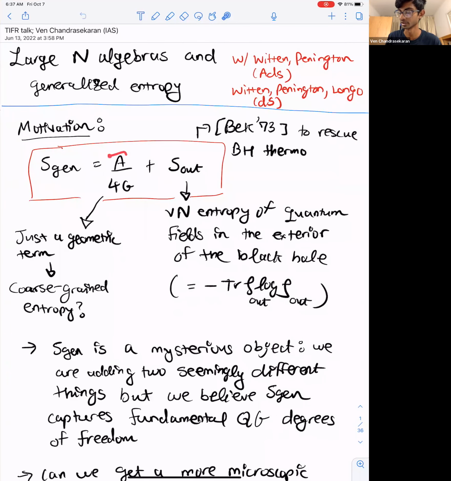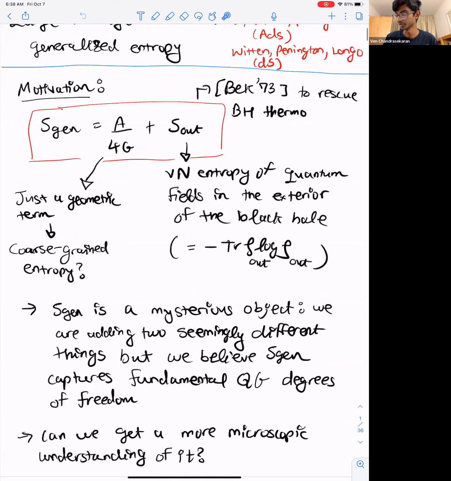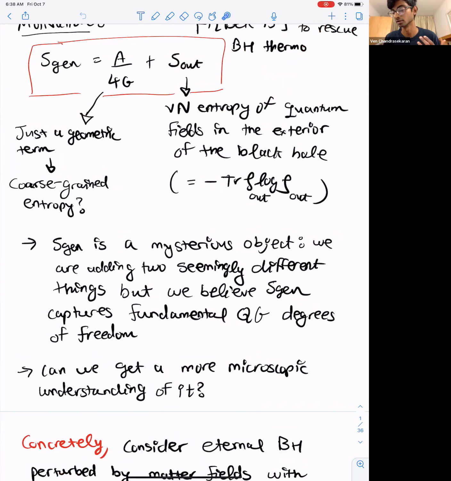On the other hand, the other term here, the area term, is at worst just some geometric term that we're adding in by hand, a geometric area of the black hole. And at best, it's some coarse-grained entropy associated to counting microstates of some UV degrees of freedom that maybe we don't fully understand yet. But on the face of it, at least in semi-classical gravity, these two things are on a pretty different footing. And it would be nice if we could give some semi-classical understanding of generalized entropy, where the area term and the matter term are not treated in fundamentally different ways.